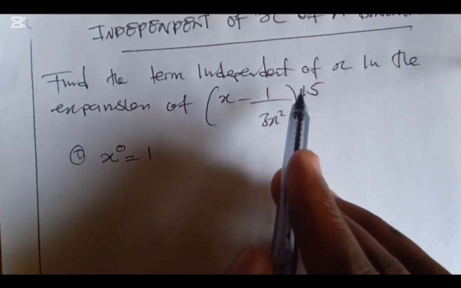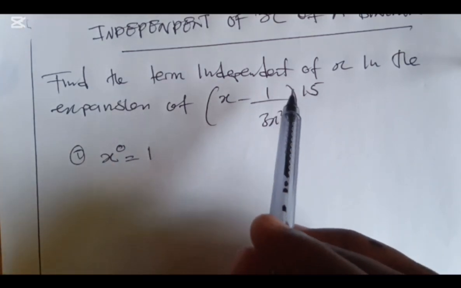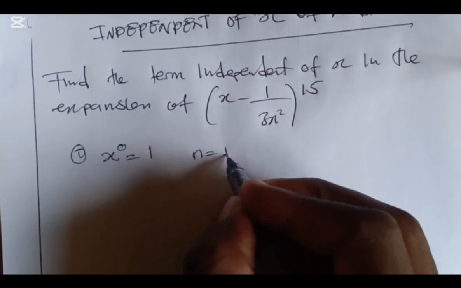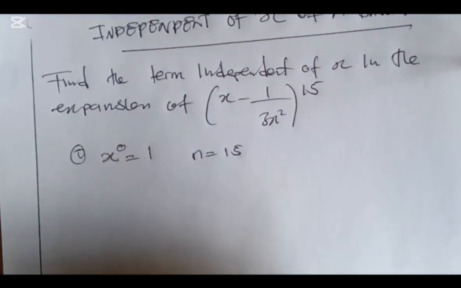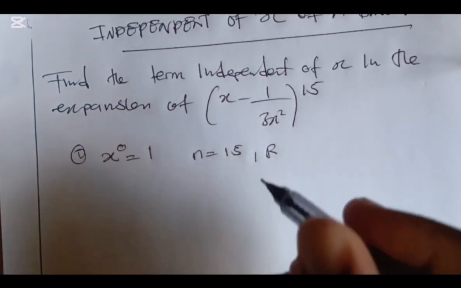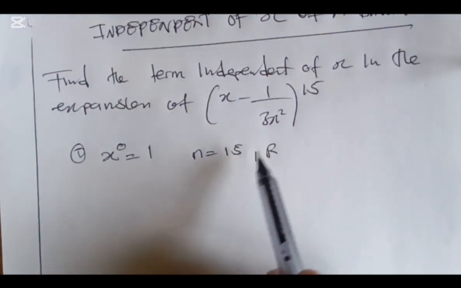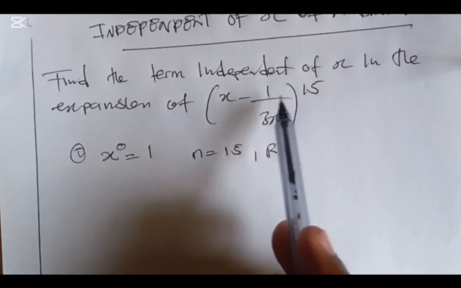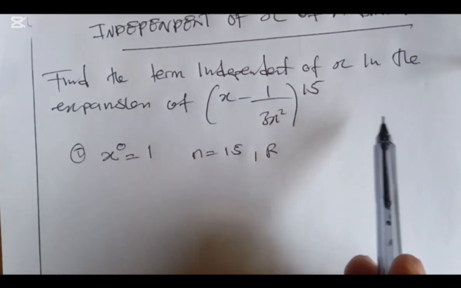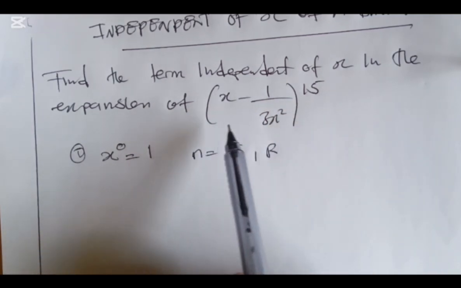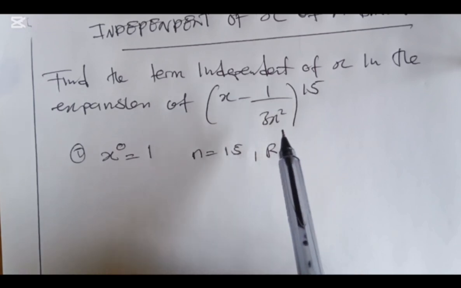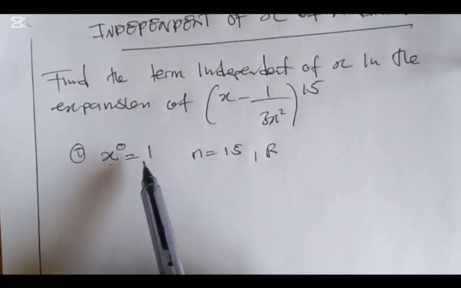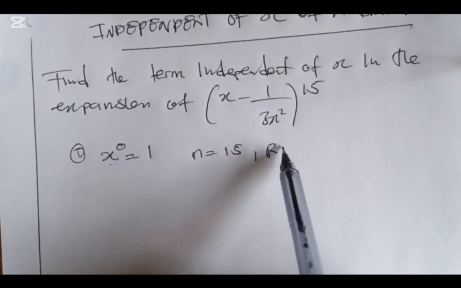Now, how are we supposed to work out such? We need to identify what we have been given. So in this function, what we only have is n, which is 15. Then we don't have the position or the term r. So r tells us the position of the term. Now, in this expansion, when we expand, we're going to have 16 terms. In those 16 terms, we are not sure of the position which will give us this value.